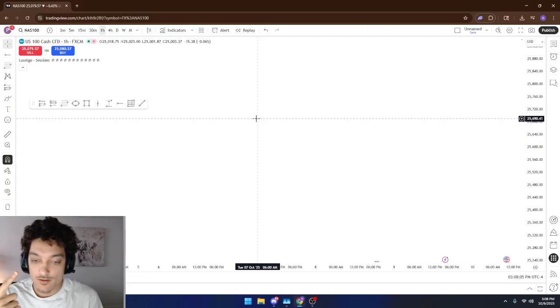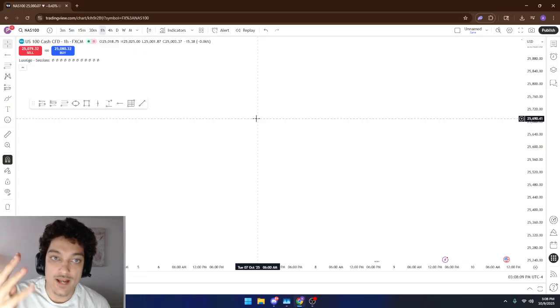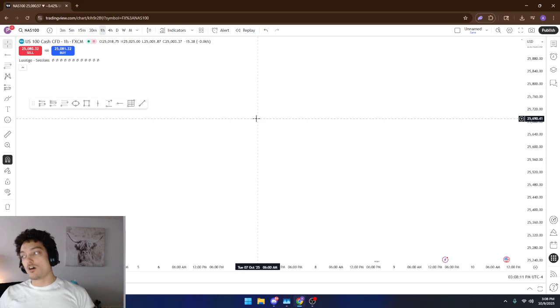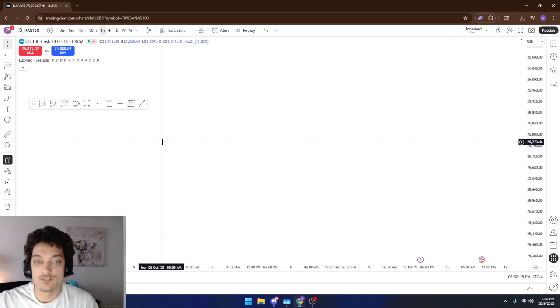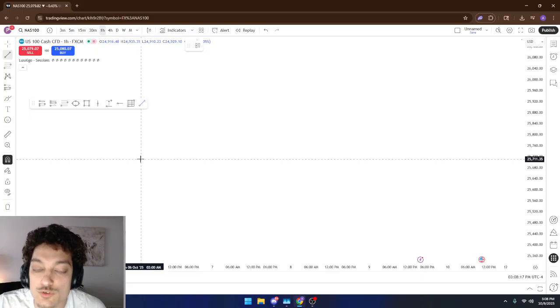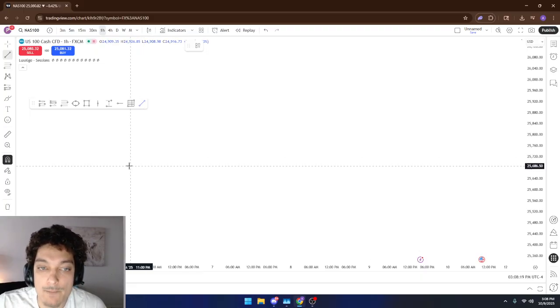30-second, 1 minute, 5 minute, 15, 3 minute, 1 hour, 4 hour, daily, weekly, monthly, yearly, all the time. A break of structure happens on every time frame. All these confluences happen on every time frame. Let me show you a trend. Let me show you an example of a bullish break of structure.